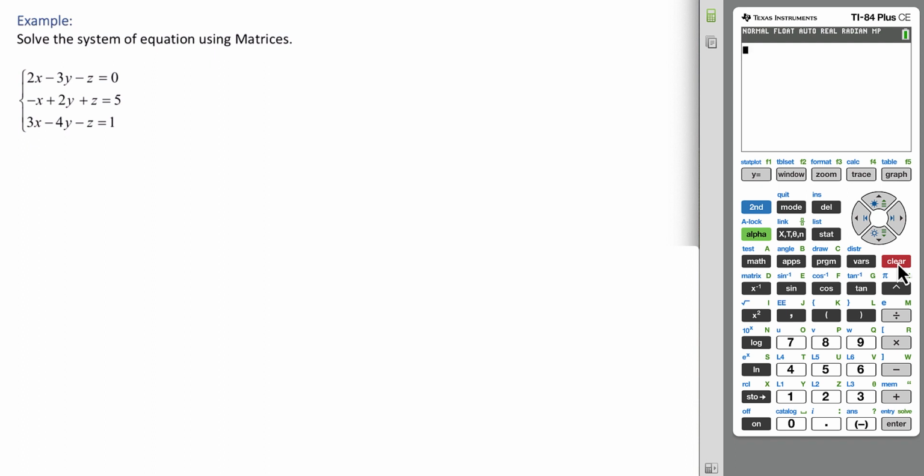In this example, we'll start by writing the augmented matrix: 2, -3, -1, 0, -1, 2, 1, 5, 3, -4, -1, 1. And now we'll put this into the calculator.